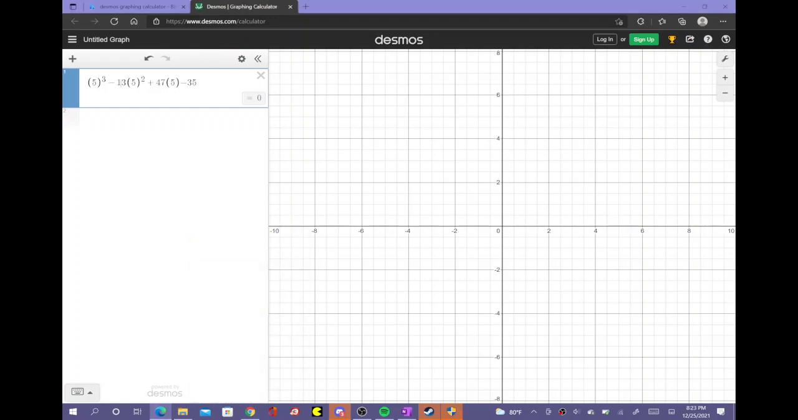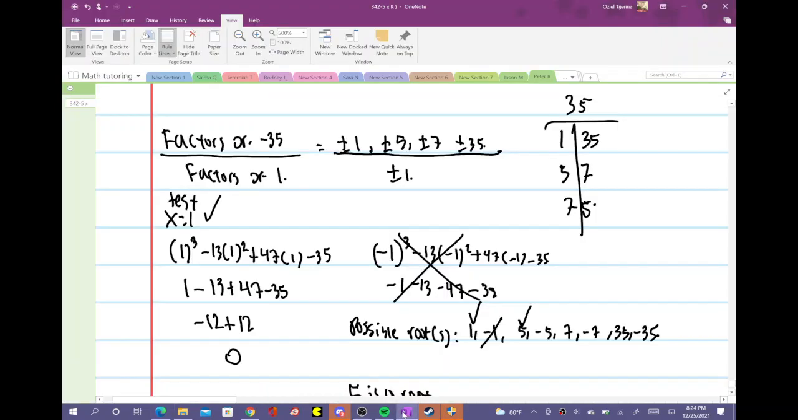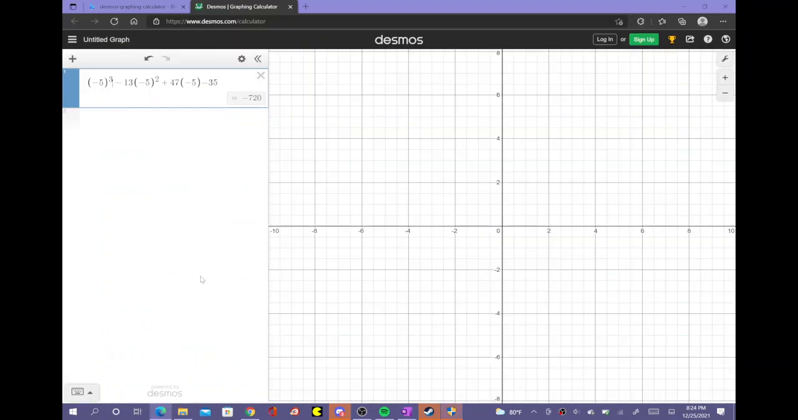So, if we plug in negative 5 here, as you can see, it gives us negative 720. So that doesn't work. We know that negative 5 is not going to work. So we can cross it out. What about 7? So 7, we do 7.